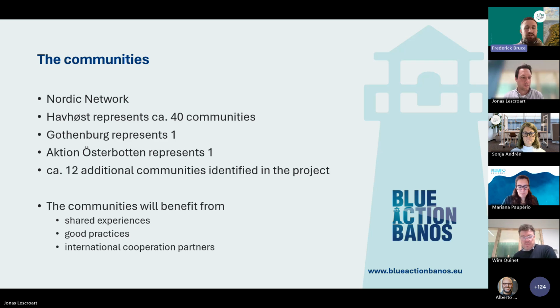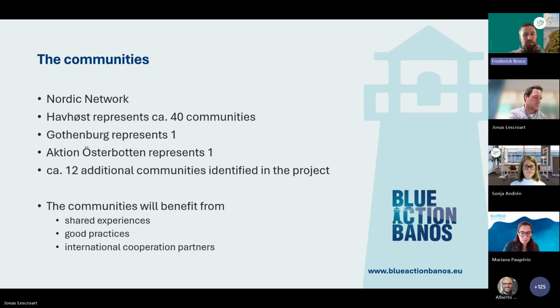And through the project, we identified at least 12 additional communities, not just in these countries, but also in France, in the UK, in Norway, and several other European countries. So yeah, the benefits of this project for the communities is to connect them with each other, to share their experiences, good practices, which I'll talk about in a minute, and find international cooperation partners for things like this kind of project call. Next slide, please.